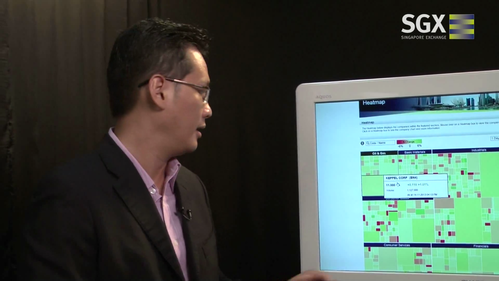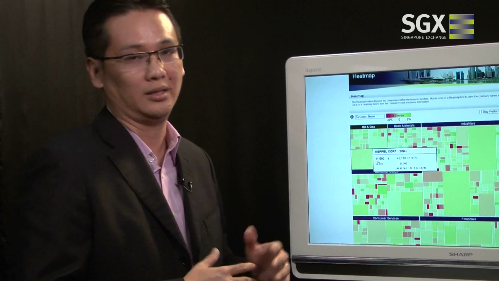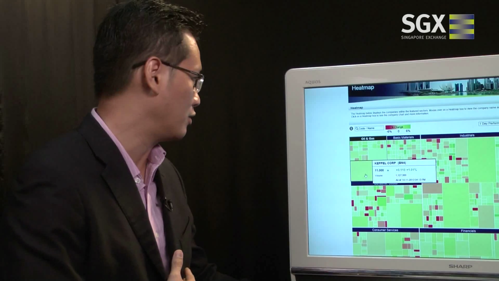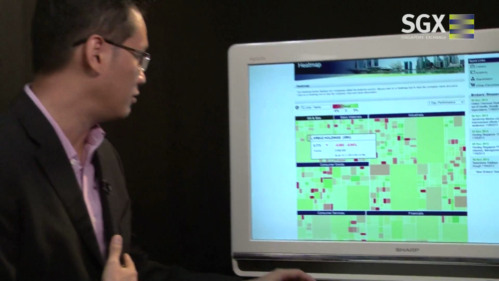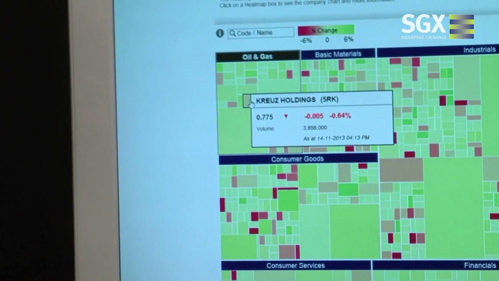And of course, if I want to play certain themes, sometimes I go for penny stocks. Again, I may want to click on the smaller ones to see, is there any interesting smaller oil and gas company that's worth investing in at this point in time?